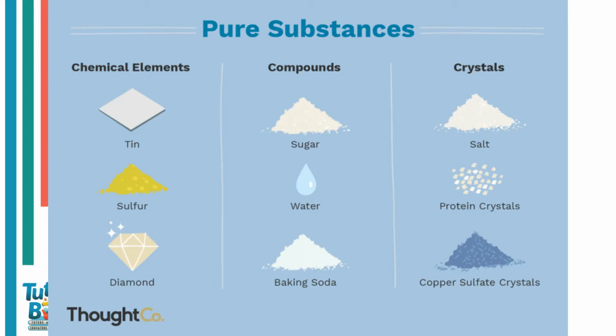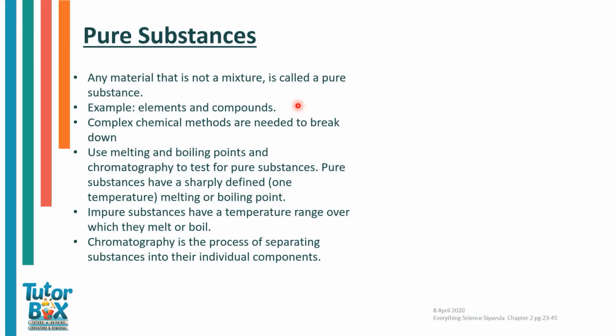So you need complex chemical methods to break them down. You will use your melting and boiling points and chromatography to test for these pure substances. Pure substances will have a sharply defined melting and boiling point, whereas impure substances will melt or boil over a range depending on their components. Because obviously a mixture like muddy water is not a fixed mixture.